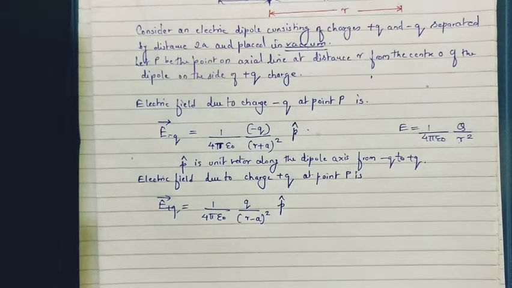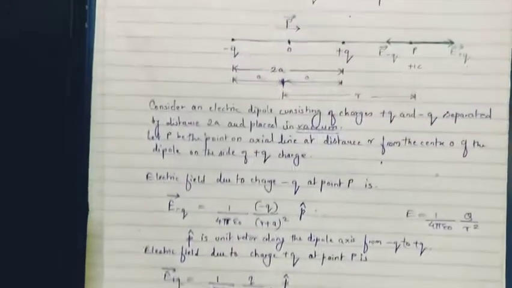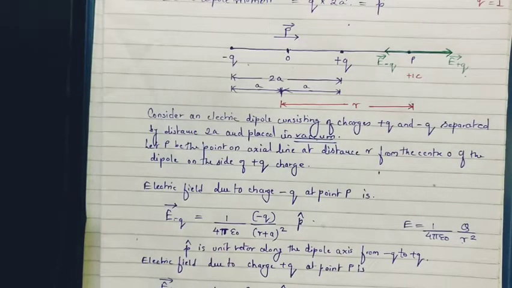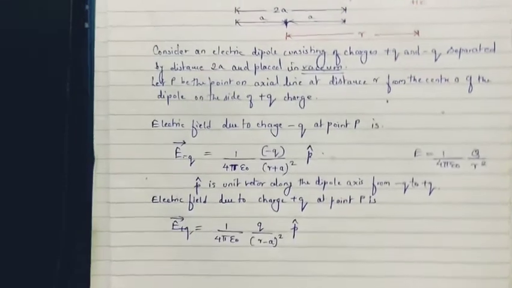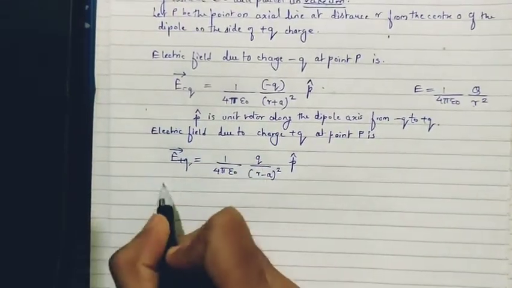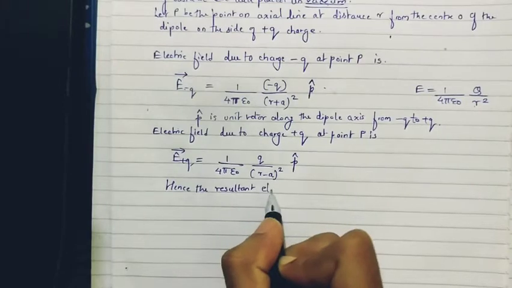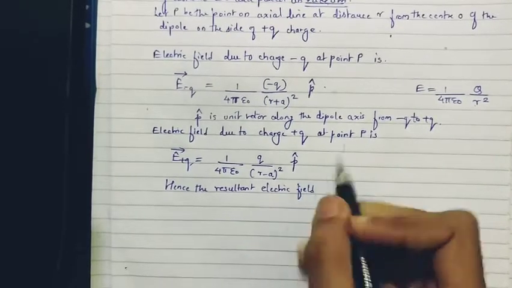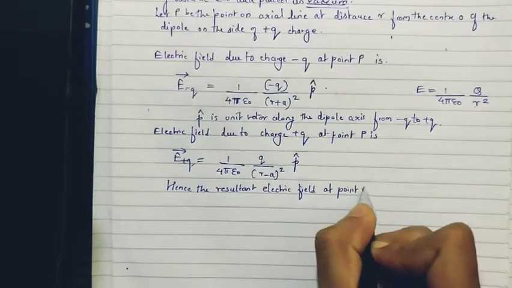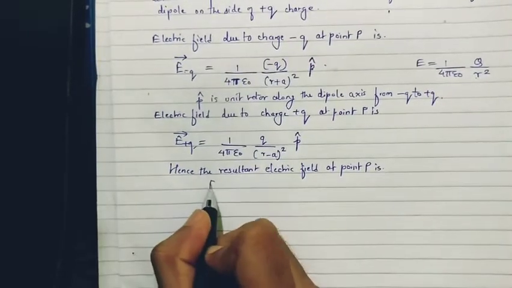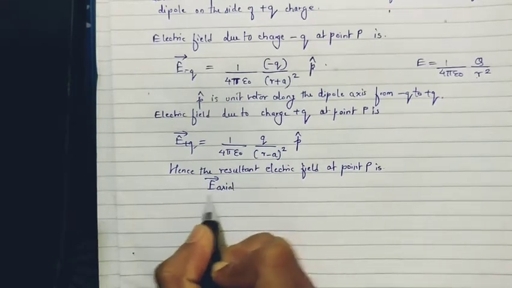So these are your electric field due to minus q and electric field due to plus q individually. Now let's add them together. By the principle of superposition, the total electric field is the sum of the individual electric fields, added vectorially. You have to do a vector addition, not a simple addition. So hence the resultant electric field at point P, I'll represent it as E axial, because it is the net axial electric field.